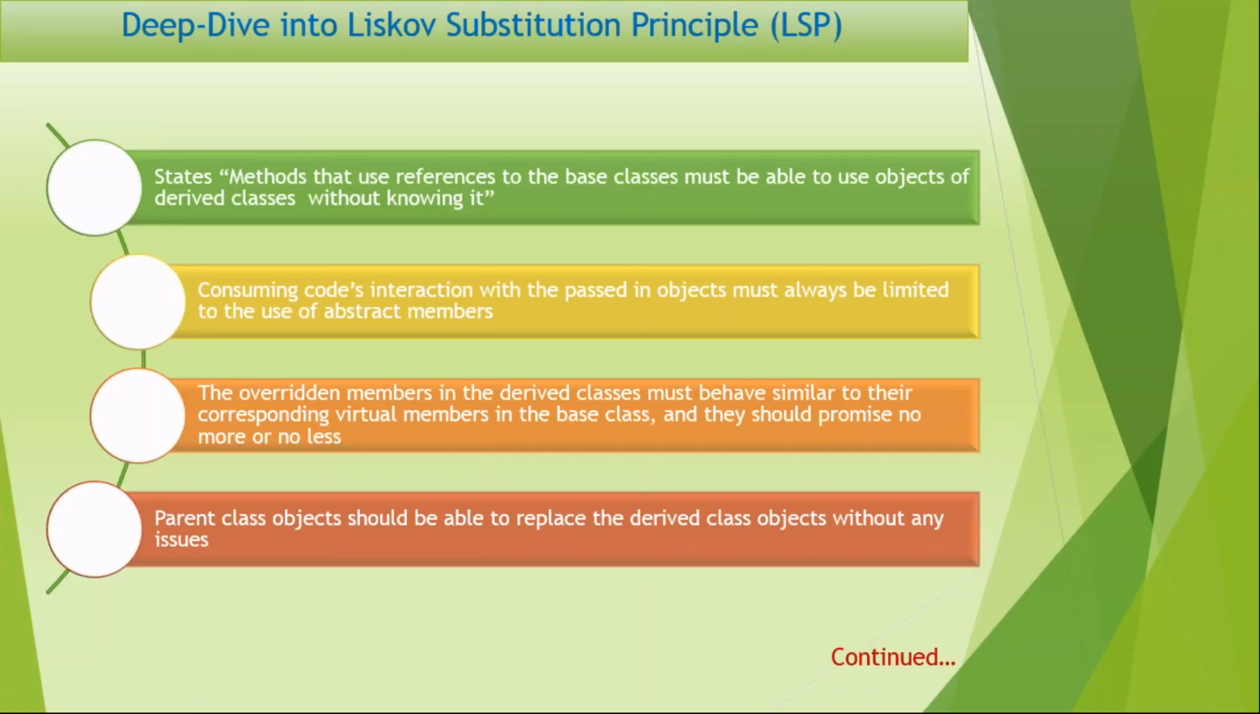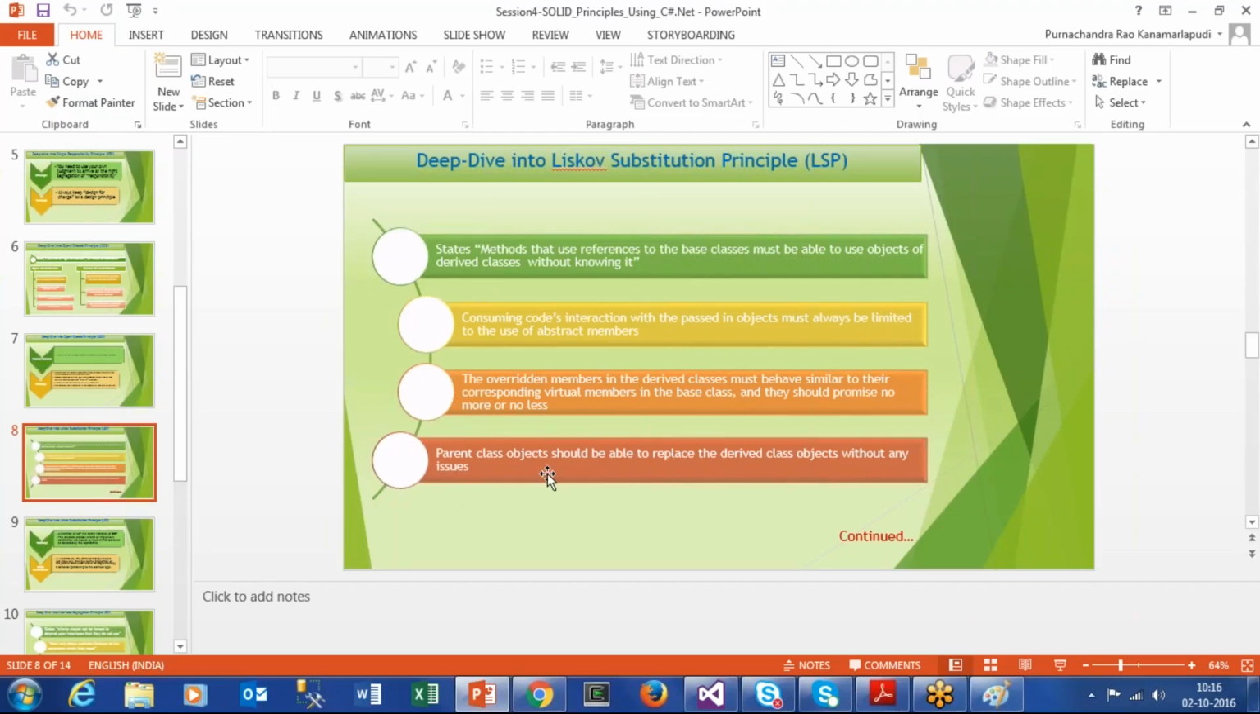We will first look at one example for this fourth point, and then we will look at the example for the above three points. So the last point is parent class objects should be able to replace the derived class objects without any issue. Let's get into code.